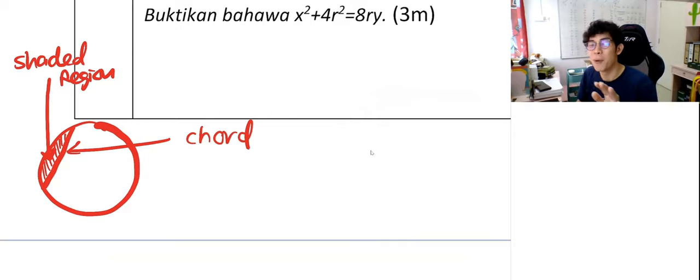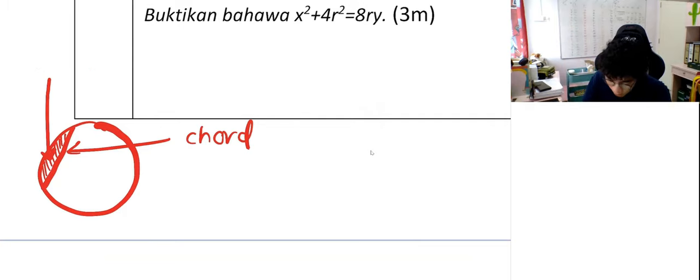Never mind, don't get too embarrassed, just sit down. I'll tell you the answer. It's actually a segment. So the answer is segment. Don't simply say shaded region, it's a segment.